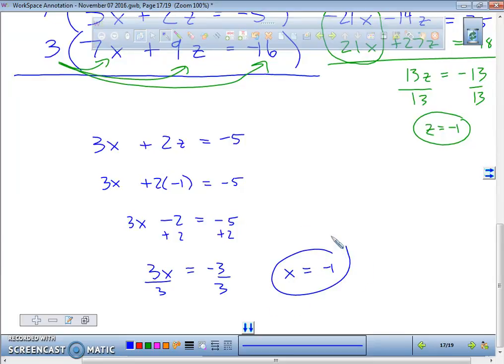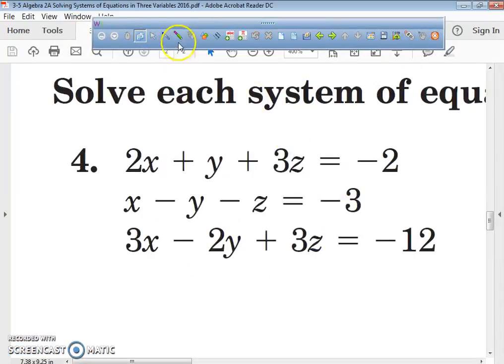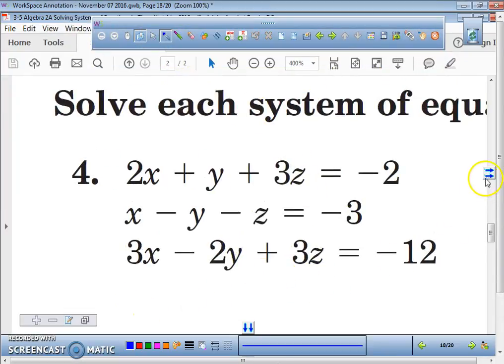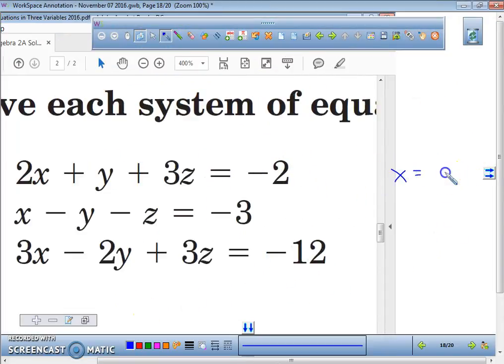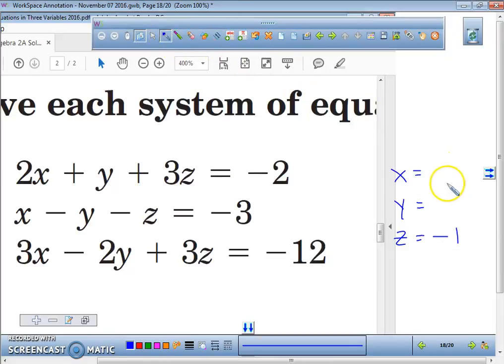So now we have x and we have z. So what I'm going to do right now, you guys have written this down. If you don't, you can watch the video later and write it down. X is negative 1. Z is negative 1. So right up here, in your answer box, you're going to put x equals negative 1. Z equals negative 1. What's the only one that we need now? The y.